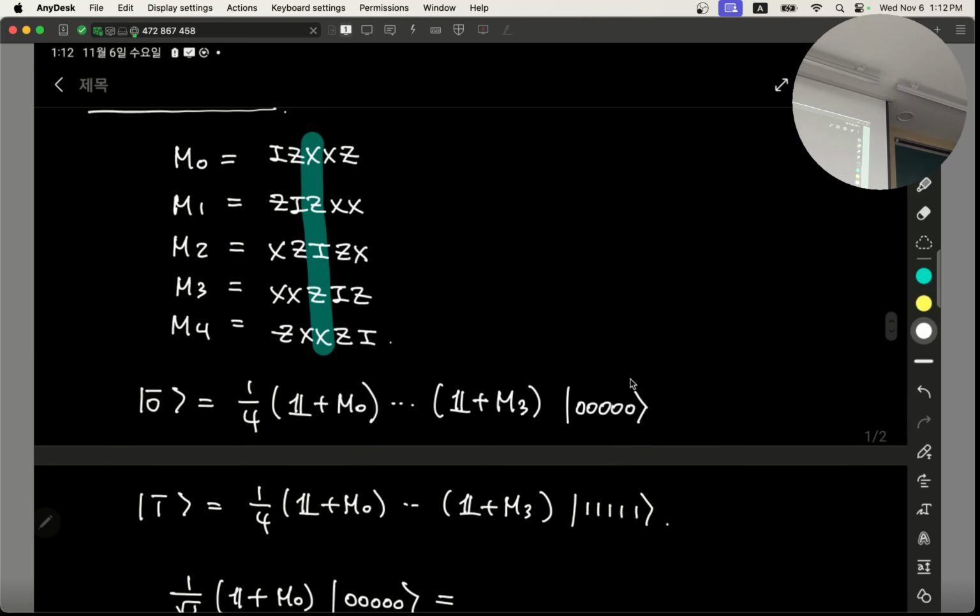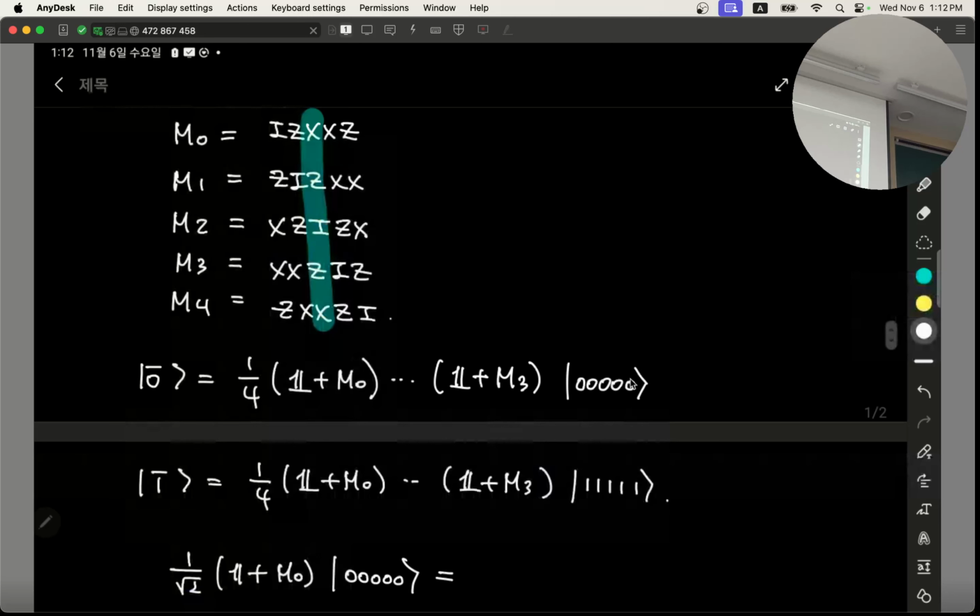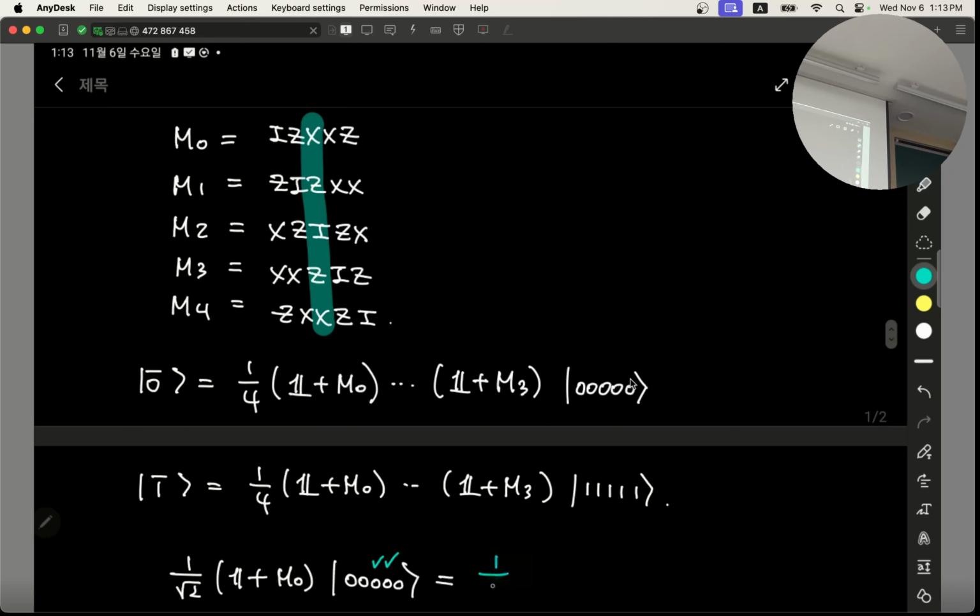So M0 is IZ, XXZ. So XX only applies to the second and third, right? So it becomes 1 over square root of 2 times 0, 0, 0, 0, 0 plus 0, 0, 1, 1, 0. Right? So that's the rightmost and leftmost gate. That's the last thing you have to apply. But I'm just showing you what's happening here.